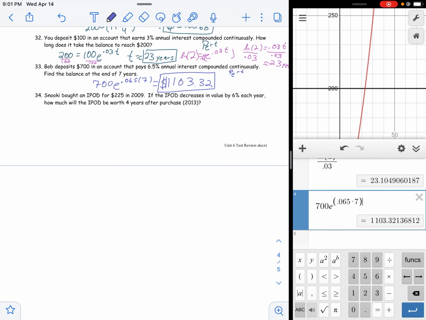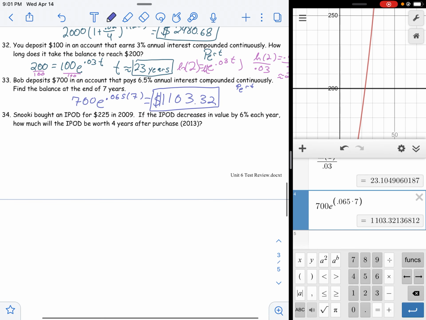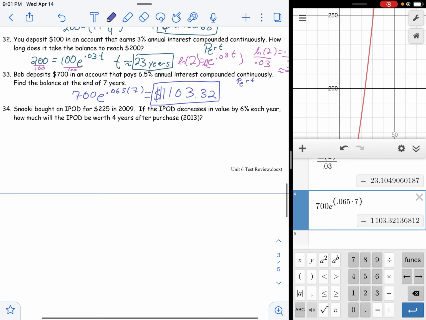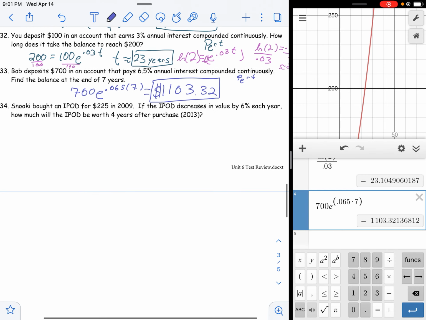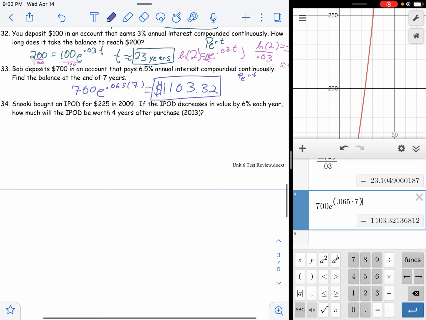All right, last one. Snooki bought an iPod. Oh my gosh, it's been a while since we've updated this review sheet. Snooki bought an iPod for $225 in 2009. If the iPod decreases in value by 6% each year, how much will the iPod be worth 4 years after the purchase? So 2013.